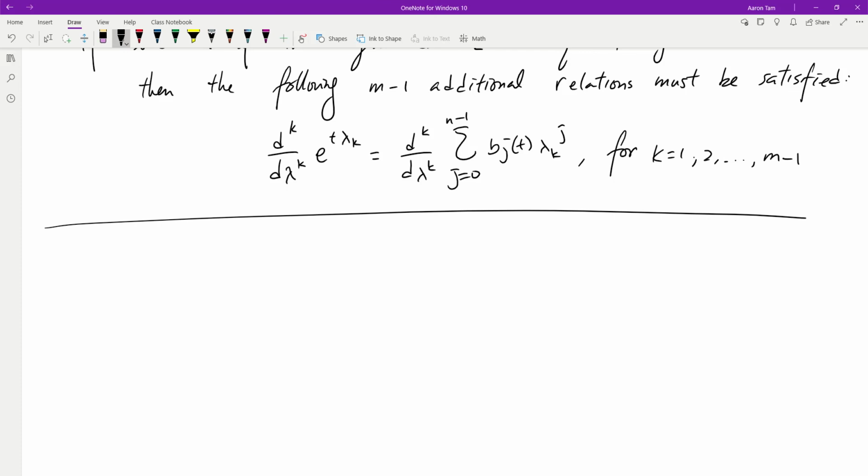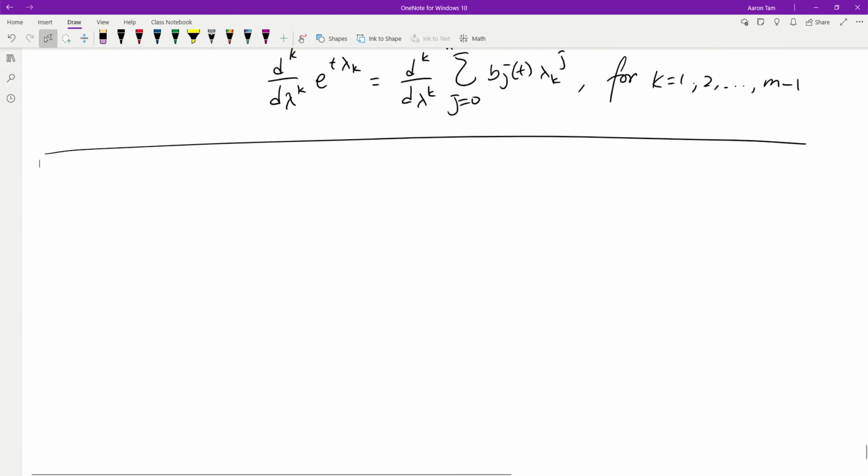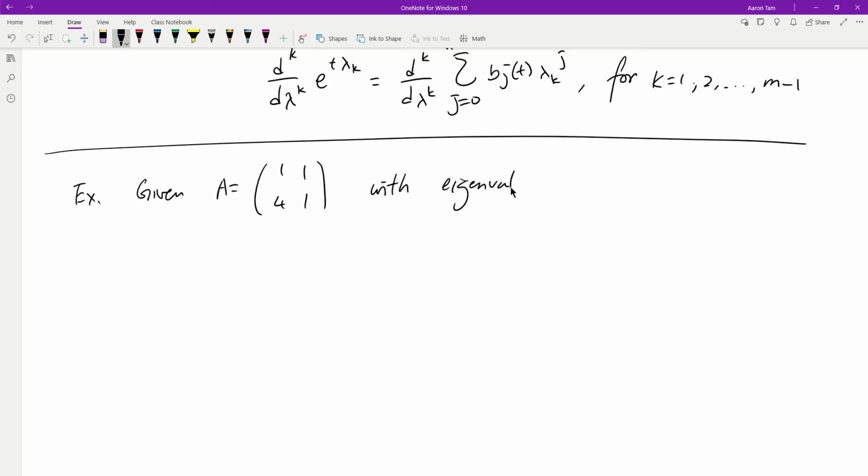So let me show you how this whole thing works out in an example, and that way hopefully help you see how to use it correctly. Let's say we're given A to be equal to the matrix [1 1; 4 1], with eigenvalues. We actually used this matrix before, so we know the eigenvalues already. So we're just going to give them to you: lambda 1 is -1 and lambda 2 is 3.